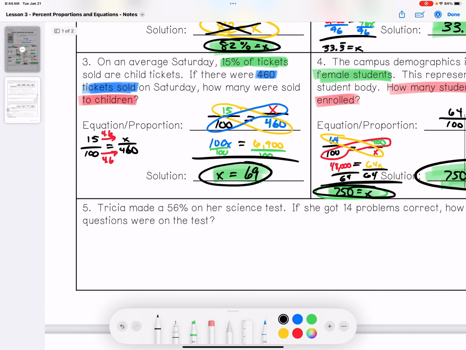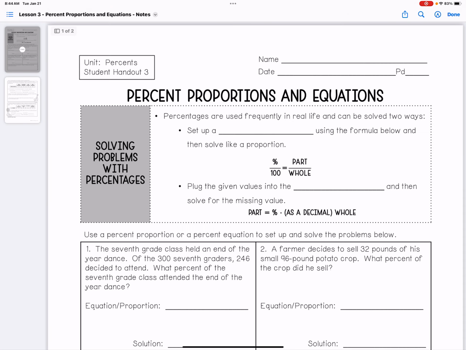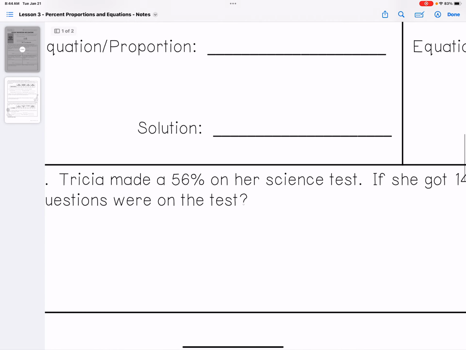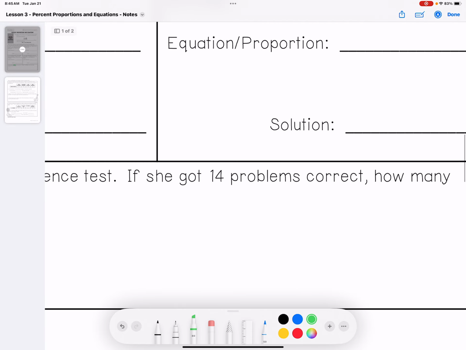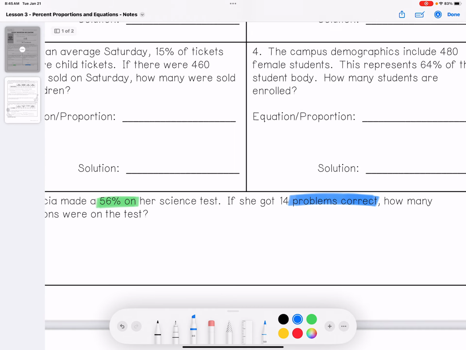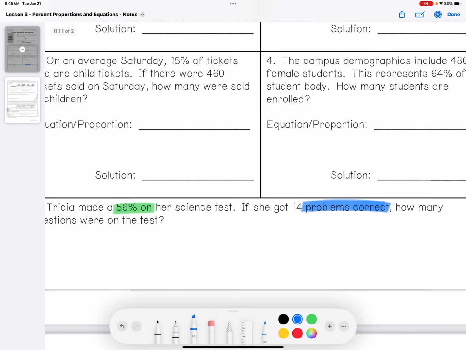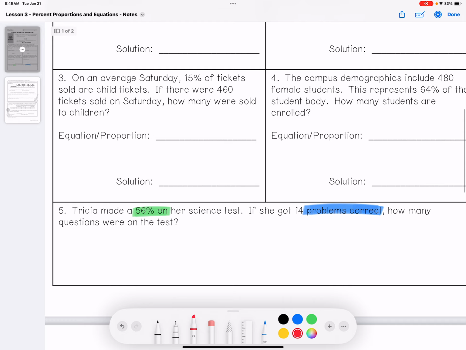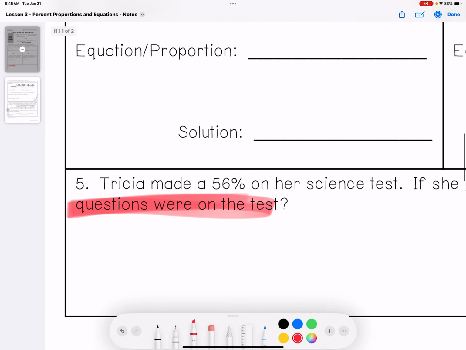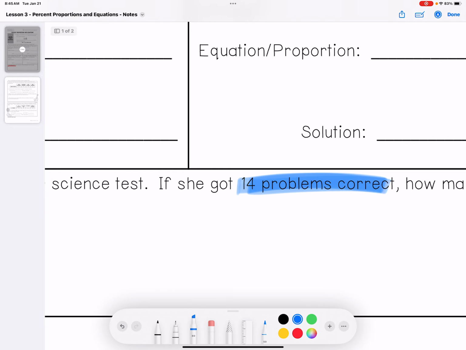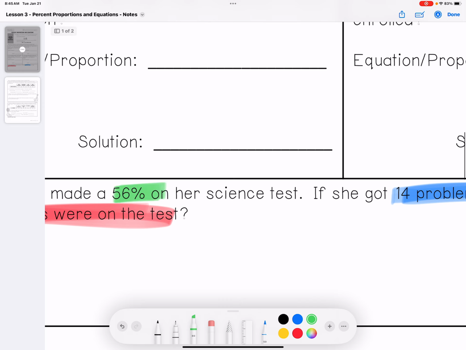All right, this time Trisha made a 56 on her test. There we go, that's what I'm talking about. Trisha made a 56 on her test. She got 14 correct. How many questions were on the test? Good Lord. Questions on the test. She got 14 right, and she made a 56.